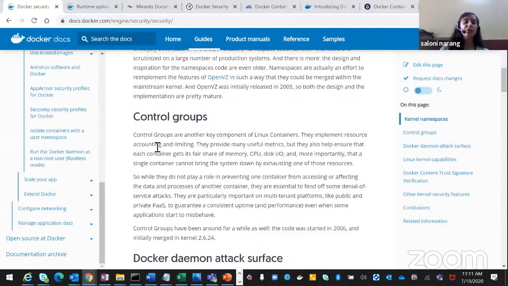Now coming to control groups. Control groups are another key component of Linux containers. They implement resource accounting and limiting. They provide useful metrics, but they also help ensure that each container gets a fair share of memory, CPU, disk I/O, and most importantly, that a single container cannot bring the system down by exhausting one of the resources. Suppose you have 4 CPUs; it makes sure that one container does not use all the CPU resources, so that you can run more containers on the same server.